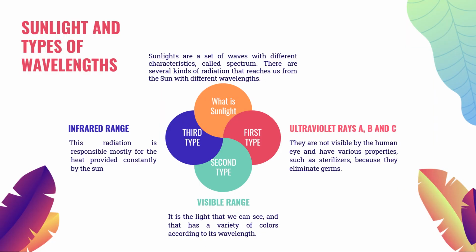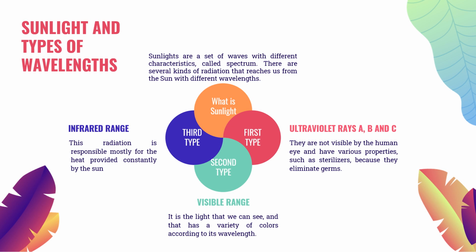Sunlight and types of wavelengths. What is sunlight? Well, sunlight is basically a set of waves with different spectrums. There are different types of radiation in sunlight that are going to be mentioned right now. The first type is called the ultraviolet rays A, B, and C. These are the type of rays that cannot be seen by the human eye and which have various properties, such as being sterilizers because they can eliminate germs.